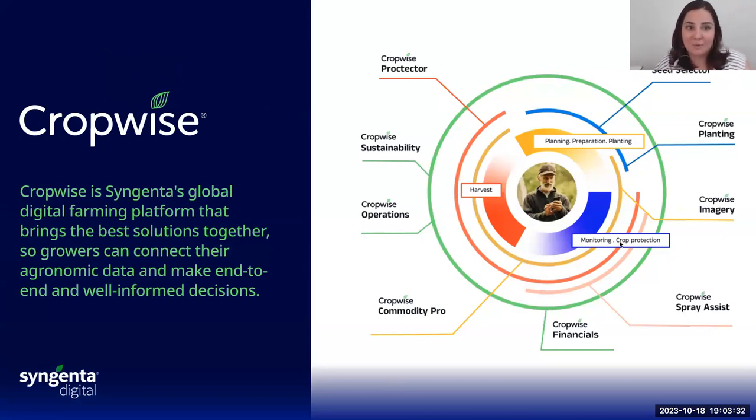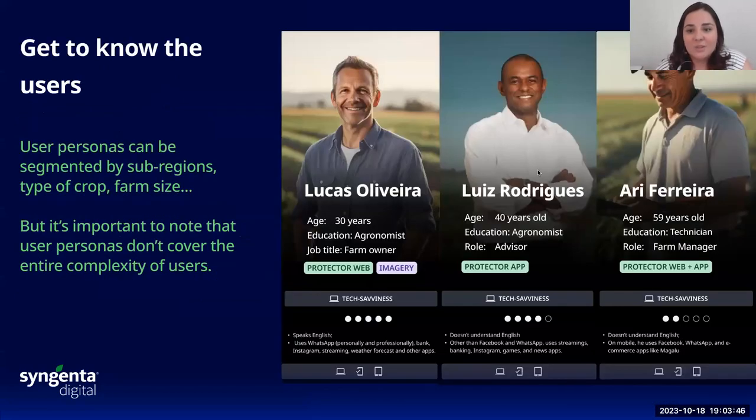Today we're going to share some learnings that can be useful if you research in a complex market like agribusiness. I think the first thing we need to do before planning any research is to get to know the users. User personas can be a very helpful tool in the first moment, because they can help you understand the multiple structures of farms and the specific characteristics of crops and regions, but they are not enough.